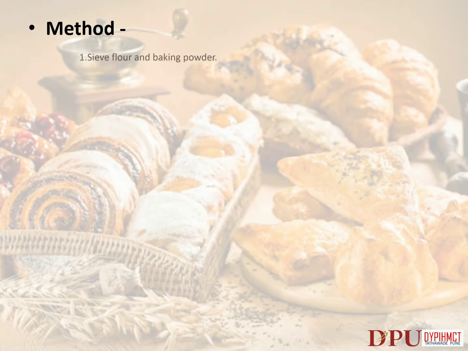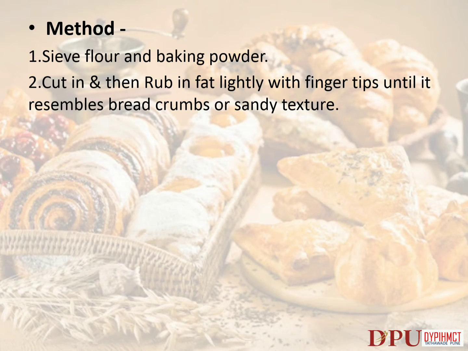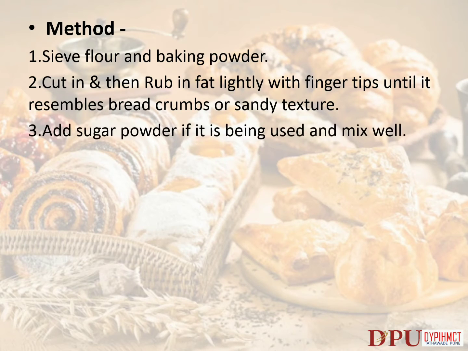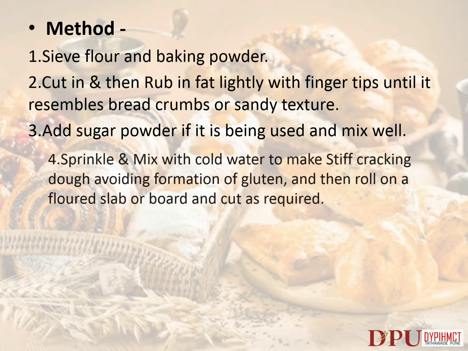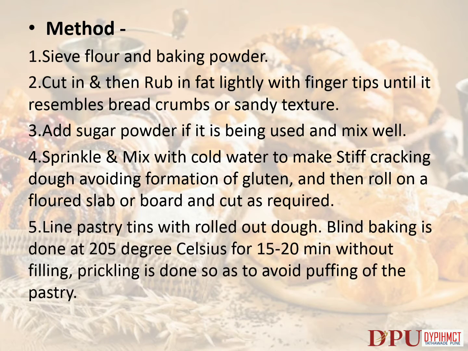Method. 1. Sieve flour and baking powder. 2. Cut in and then rub in fat lightly with fingertips until it resembles breadcrumbs or a sandy texture. 3. Add sugar powder if it is being used and mix well. 4. Sprinkle and mix with cold water to make a stiff dough, avoiding formation of gluten, and then roll on a floured slab or board and cut as required.